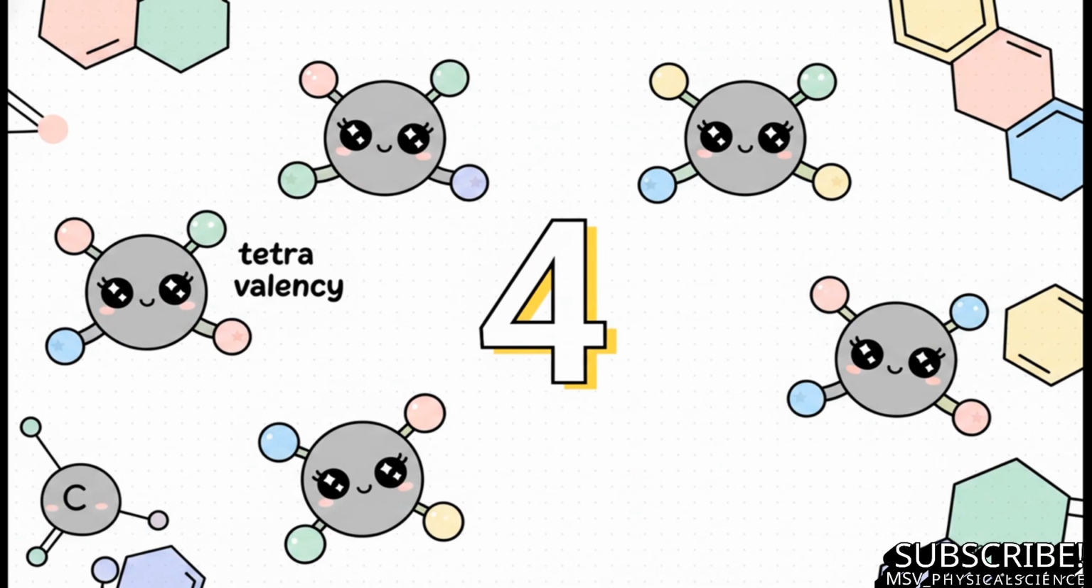This is the secret ingredient to carbon's massive success. Carbon has 4 valence electrons. Those are the electrons hanging out in its outermost shell. In chemistry, we call this property tetravalency, with tetra meaning 4. And this tetravalency is exactly what allows carbon to be the absolute greatest builder in the microscopic world. Let me explain how that actually works.